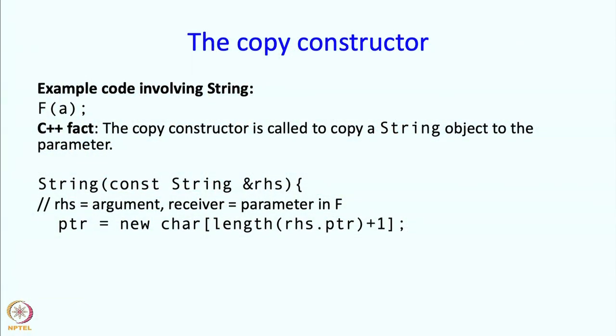Okay? And so, it's going to take one argument, which is the object from which we are supposed to make the copy. So, in this case, the argument is going to be A, and RHS is really going to be A when this code gets executed. And the receiver will be the variable which is the corresponding parameter in f. Okay. So, what happens? Well, ptr, which is the receiver's ptr, okay, is going to be made to point to the string that RHS contains. So first we must allocate some memory, okay, and that is what we are doing over here, and its length should be adequate for getting a copy of this. So RHS.ptr length plus 1 for the sentinel null. Okay. After that we are going to make a copy, okay, the actual copy, and that is about it.